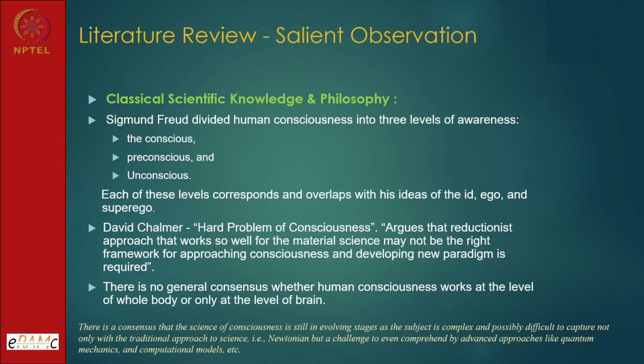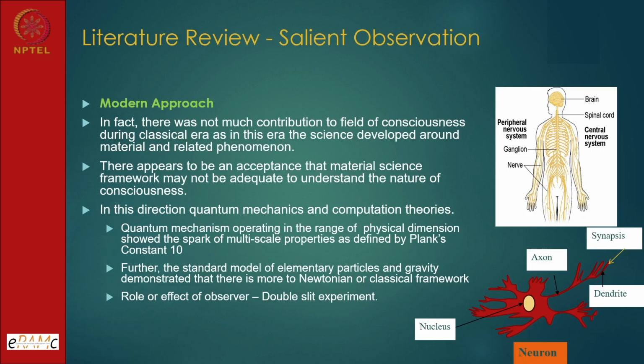There is a consensus that the science of consciousness is still in evolving stages, as the subject is complex and possibly difficult to capture, not only with traditional approaches to science. That is Newtonian science, traditional science, also called classical science. It is a challenge to comprehend even by advanced approaches like quantum mechanics and conservation models. Classical science may not explain it, but advanced approaches are gearing up, and we will see some examples that are able to explain consciousness.